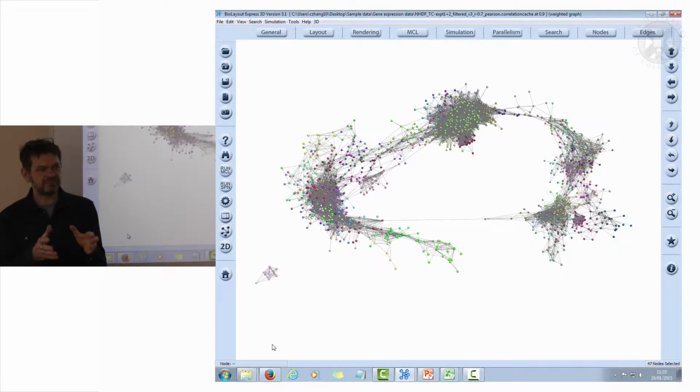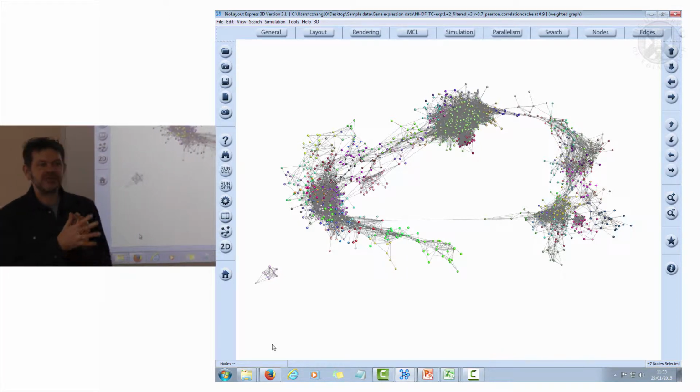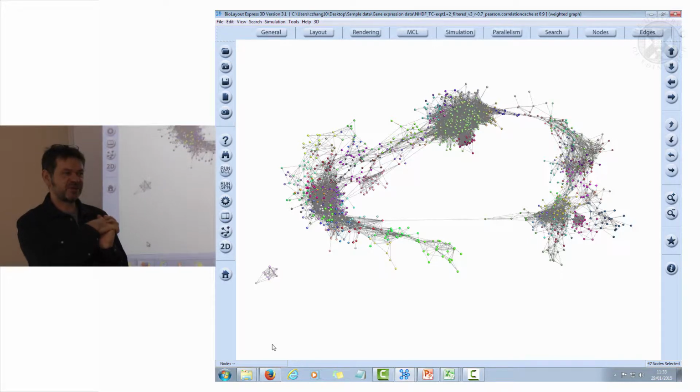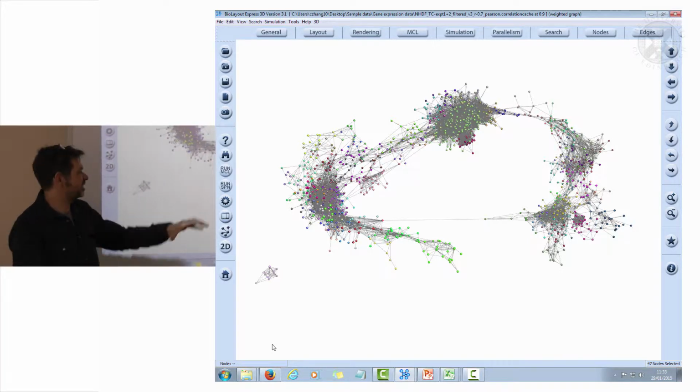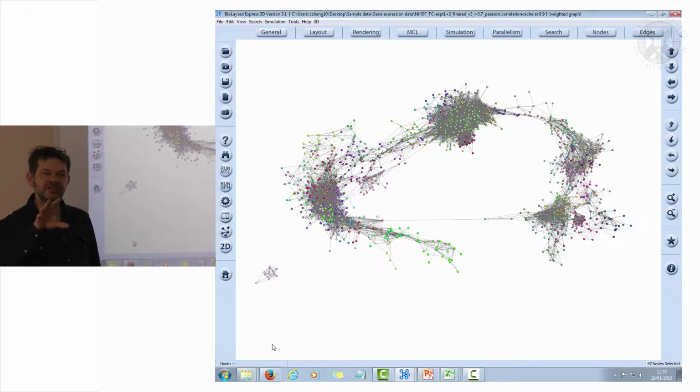Is that reasonable? Just to say something about this data, this was not what it looked like when it came off the machines. The input for this is about 5,000 genes, and when we actually got the data from the machines, there were a number of technical issues with it.